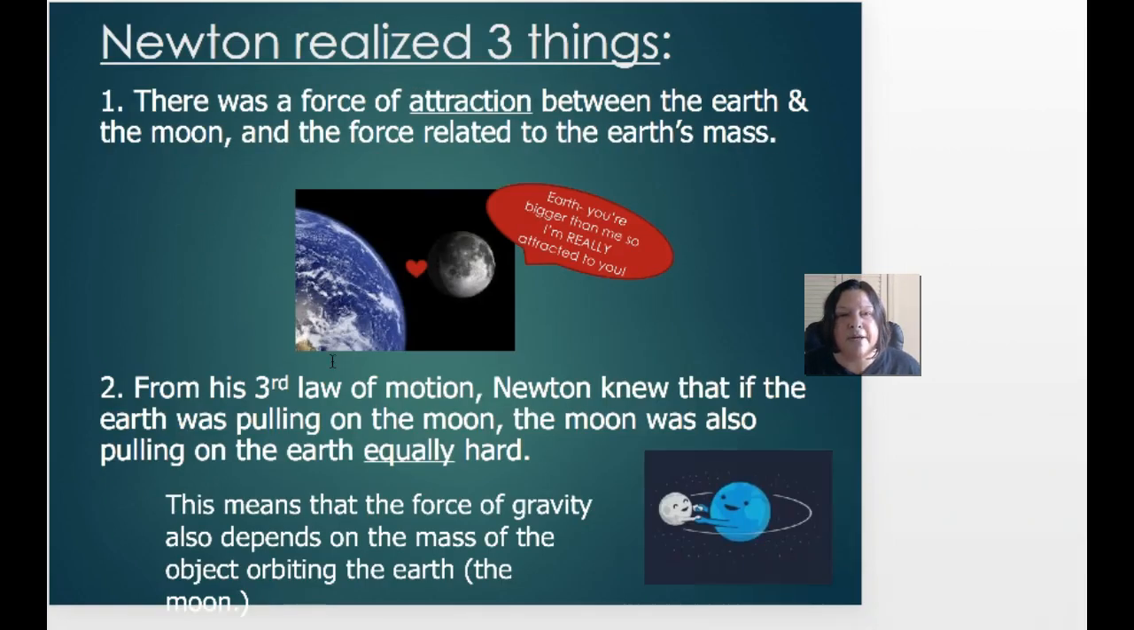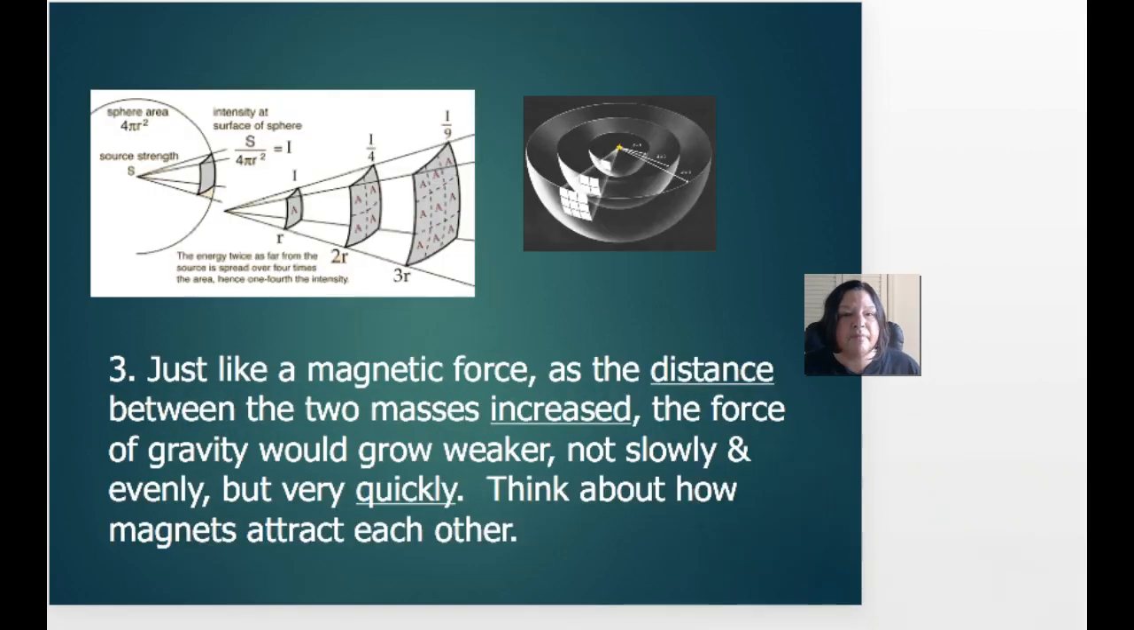So he realized three things. He knew there was a force of attraction between the Earth and the moon, and the force had to relate to Earth's mass. From his third law of motion, he knew that if the Earth was pulling on the moon, the moon was pulling on it equally as hard, or it would either move closer or move farther away. And then he noticed that, like a magnetic force, as the distance between two masses increased, the force of gravity grew weaker. So again, think of the magnets.